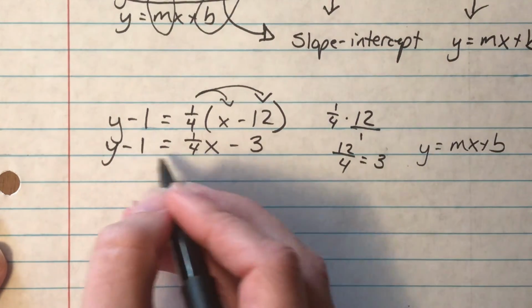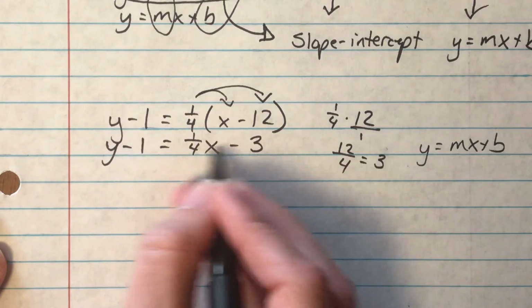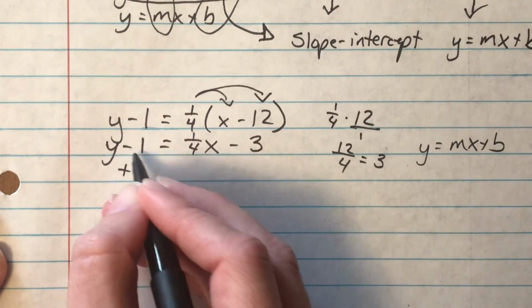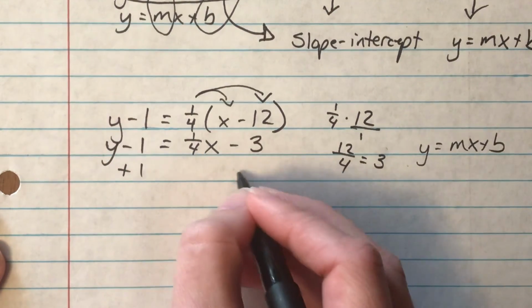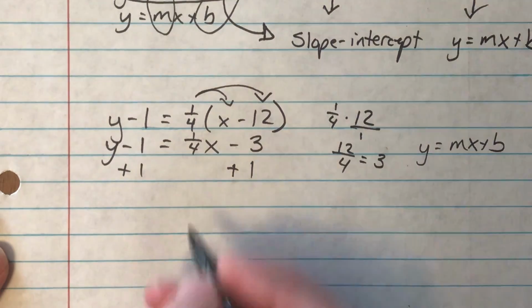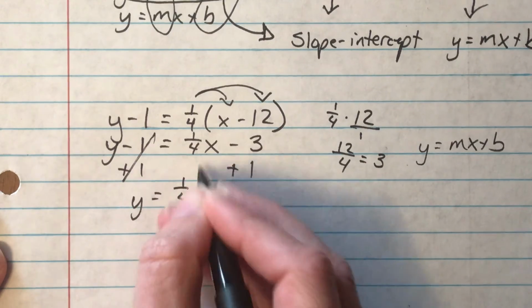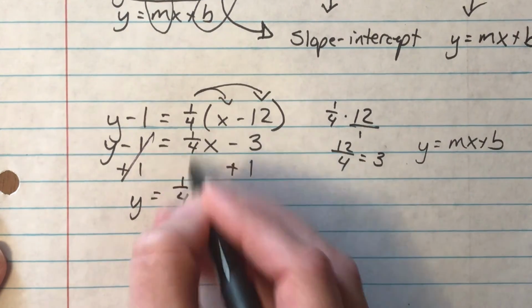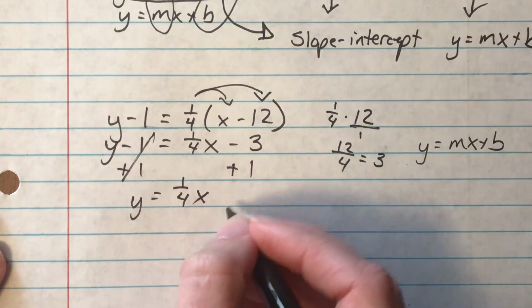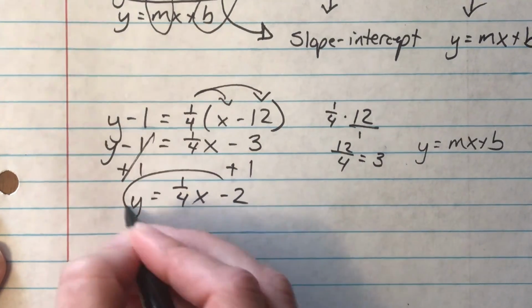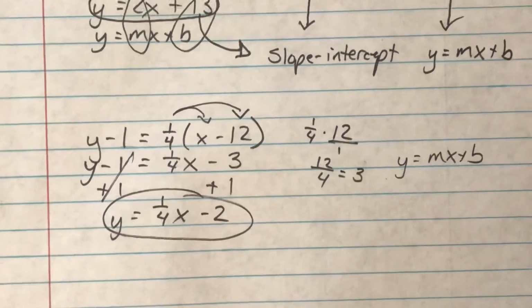The next step, of course, is to get the y by itself. Once you've distributed, you either add or subtract the number next to the y. We add 1, and it cancels there. We're left with y equal to the slope and the x staying the same, 1/4 x, and then negative 3 plus 1 is negative 2. That is your answer for solving for y.